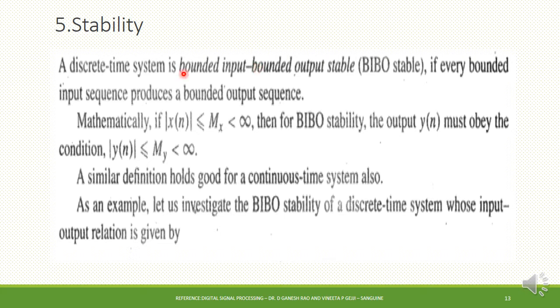Once again, the definition: a discrete time system is bounded input, bounded output stable, that is BIBO stable, if every bounded input sequence produces a bounded output sequence. If we give a bounded input to the system, it should produce a bounded output. That means it has some limitation: within that limitation we give the input, and within the same limitation it should produce the output. That is why it is called bounded input, bounded output stable.